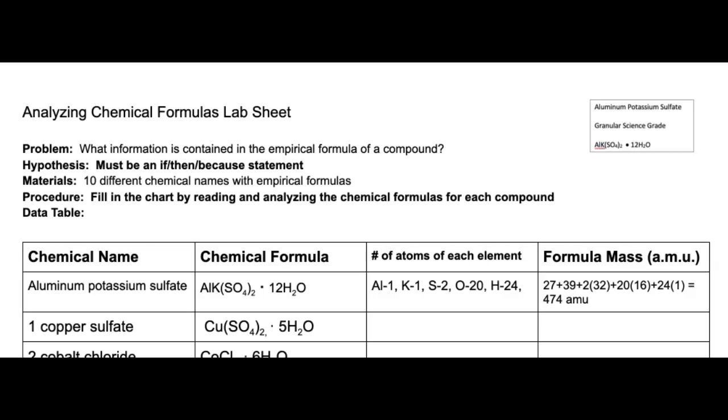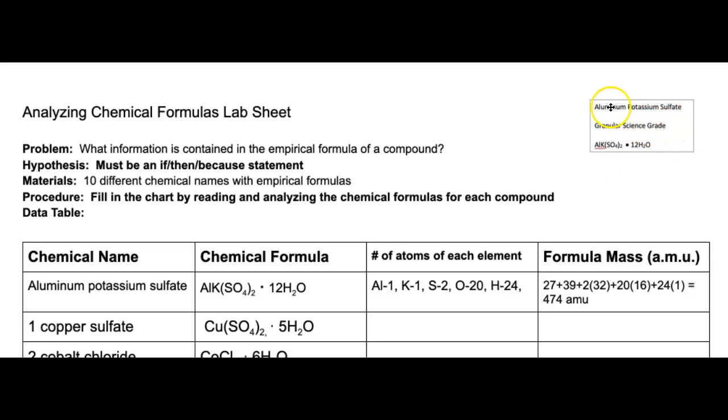Okay, in today's assignment, we're going to work on formula mass. Formula mass tells us the atomic mass for the total compound. There are a few key things I want you to realize. First off, we're using this box right up here that says aluminum potassium sulfate as our example.